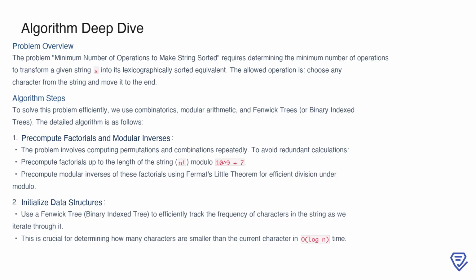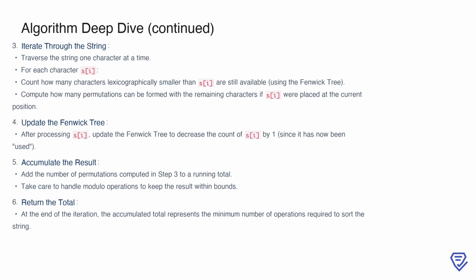Additionally, we initialize a Fenwick tree to dynamically track character frequencies. This data structure allows us to determine how many characters are smaller than the current one in logarithmic time, which is a key step in the algorithm. Next, we iterate through the string one character at a time. For each character, we determine how many characters smaller than the current one are still available using the Fenwick tree. This helps us calculate how many valid permutations can be formed if we place the current character at its position.